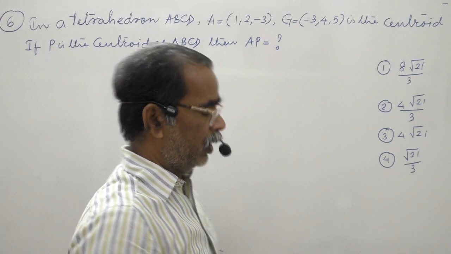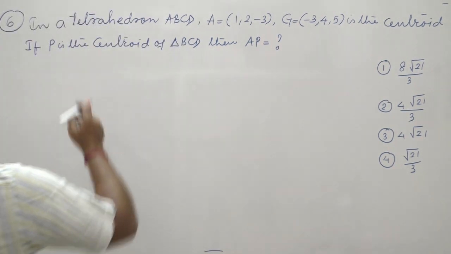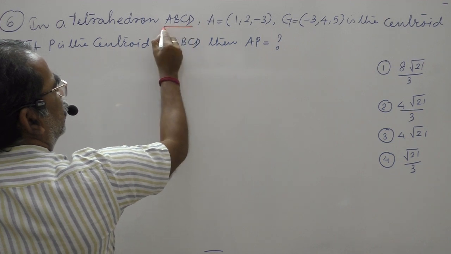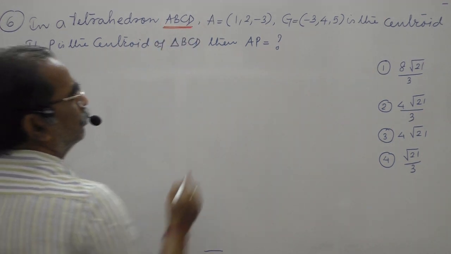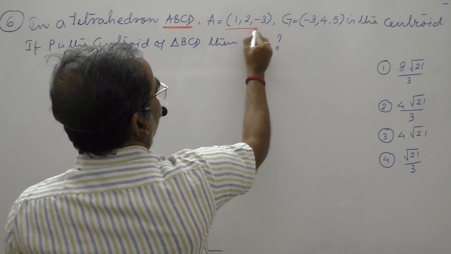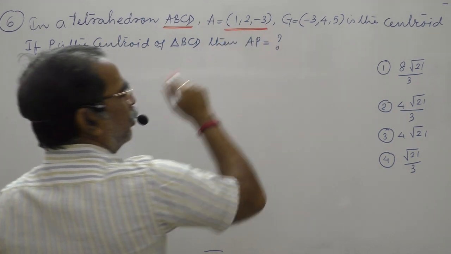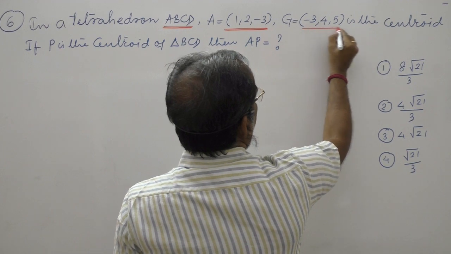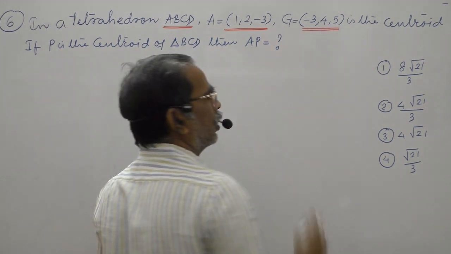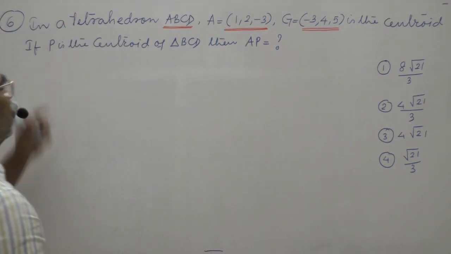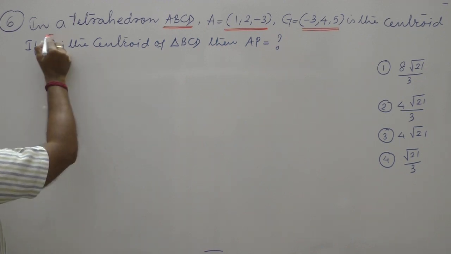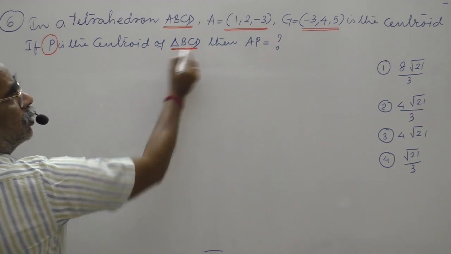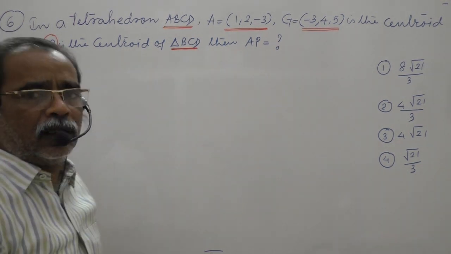Okay. See next question. In a tetrahedron ABCD, A is given as (1, 2, -3). That means a vertex is given, and the centroid is given. G is the centroid. If P is a point which is the centroid of triangle BCD, then what is the length AP?